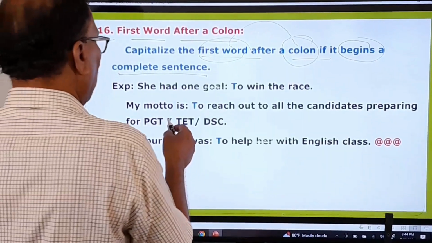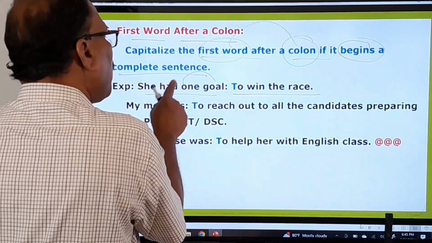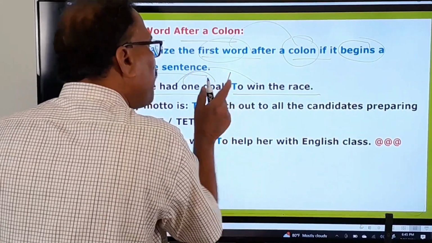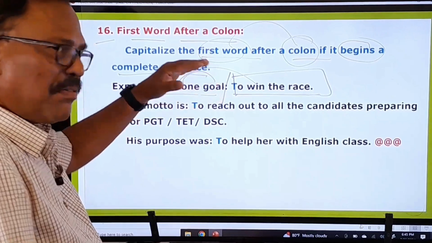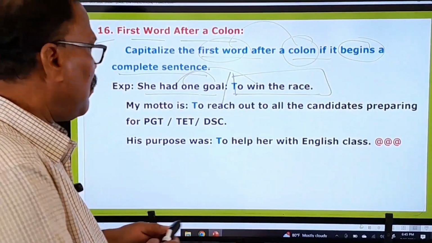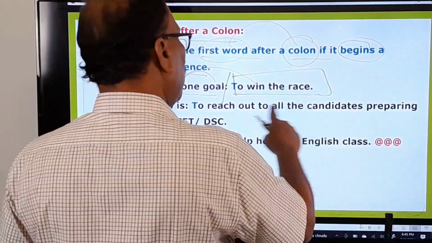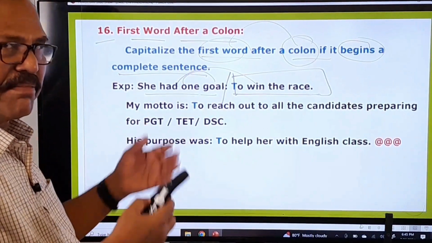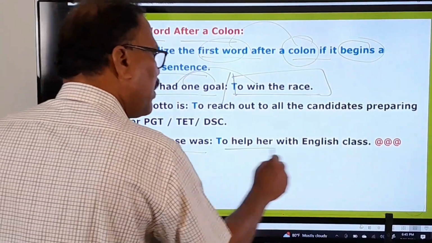How? Let us see that here. I have given: she had one goal. What is that? To win the race. So if you read, she had one goal to win the race, this is making one long sentence, but here you have given a break. She had one goal. You have stopped there, you have given a break there: to win the race. Like that. So what is my motto? To reach out to all the candidates preparing for PGT, TET, DSC. That's my motto. His purpose was to help her with English class.